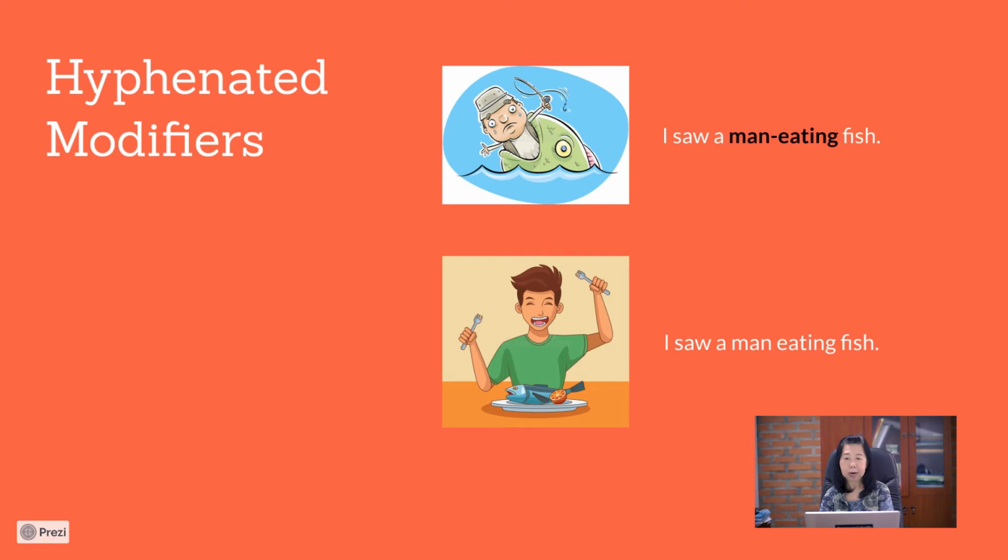The next picture, I saw a man eating fish. In this picture, you see a man. And the man was eating fish. Dalam gambar ini, Anda melihat gambar seorang laki-laki dan dia sedang makan ikan. That is the difference between a man-eating fish and a man eating fish.